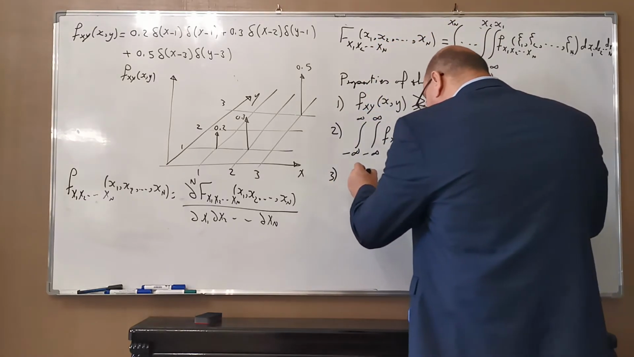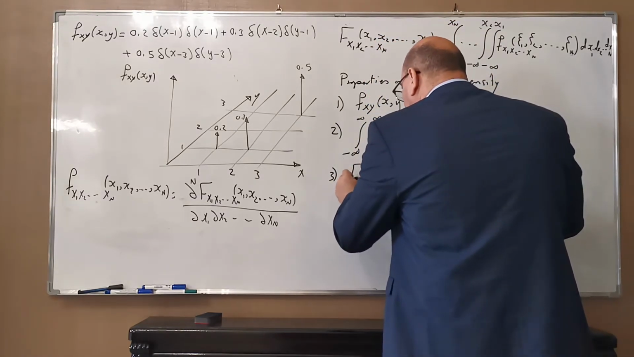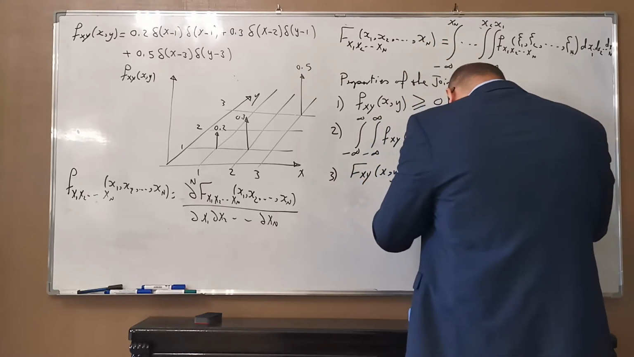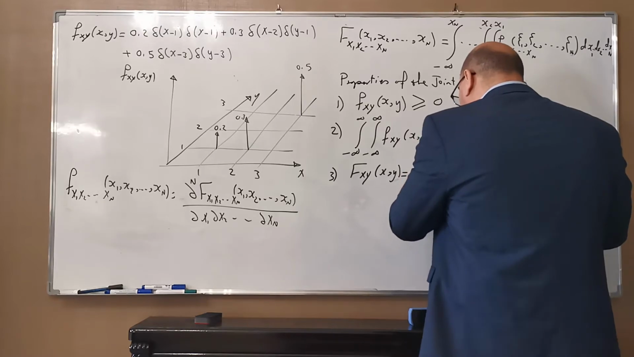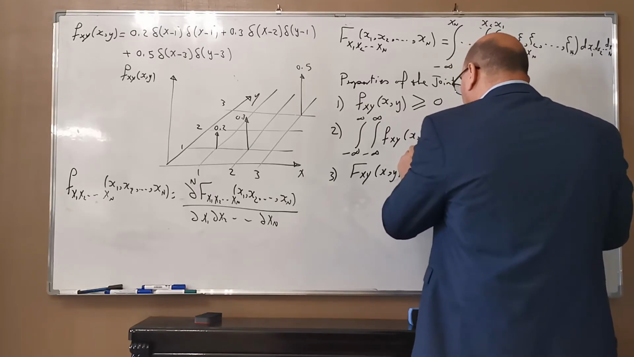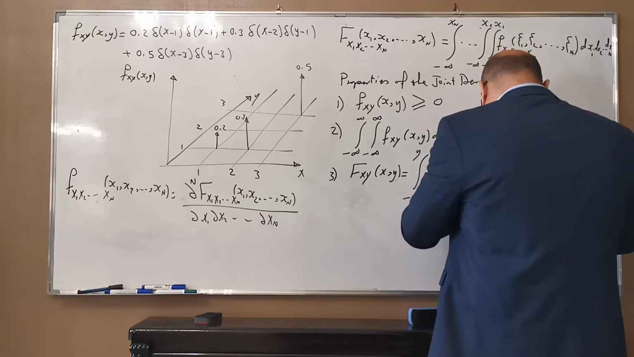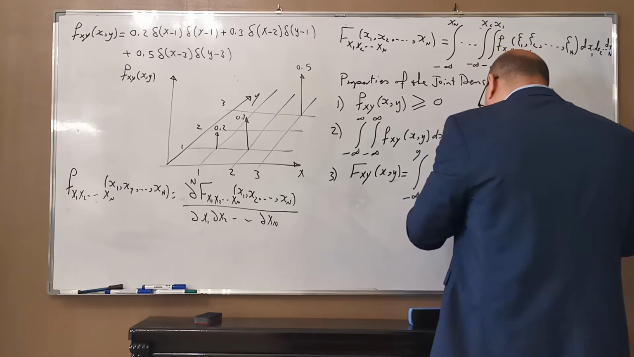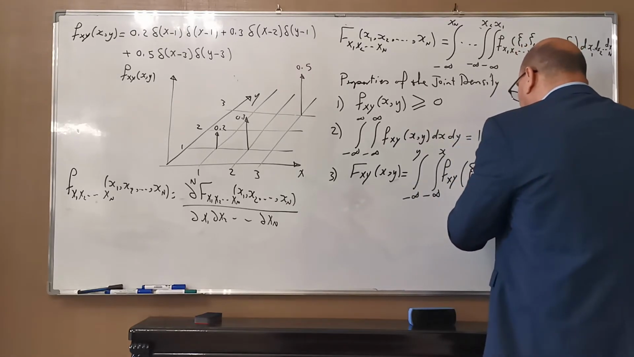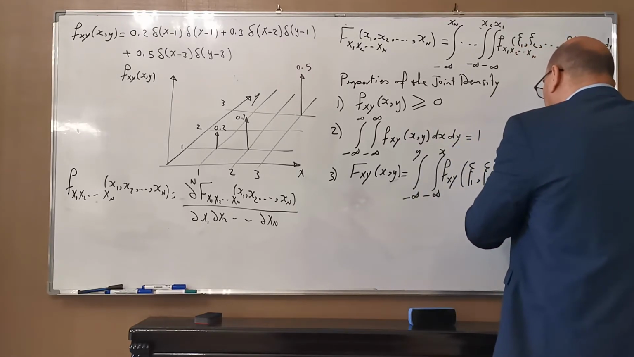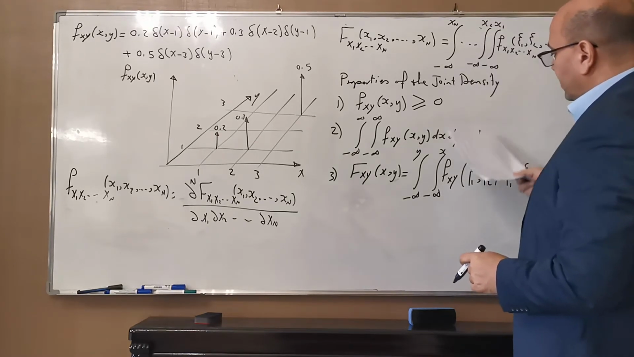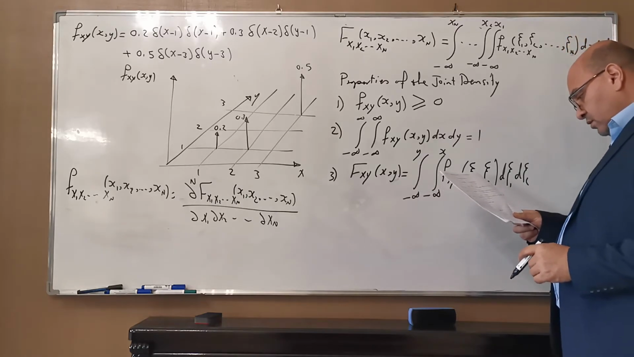Property 3: F_XY(x,y) is equal to the double integration from minus infinity to x and from minus infinity to y of f_XY(z1,z2) dz1 dz2. This is the generalization of the earlier one.